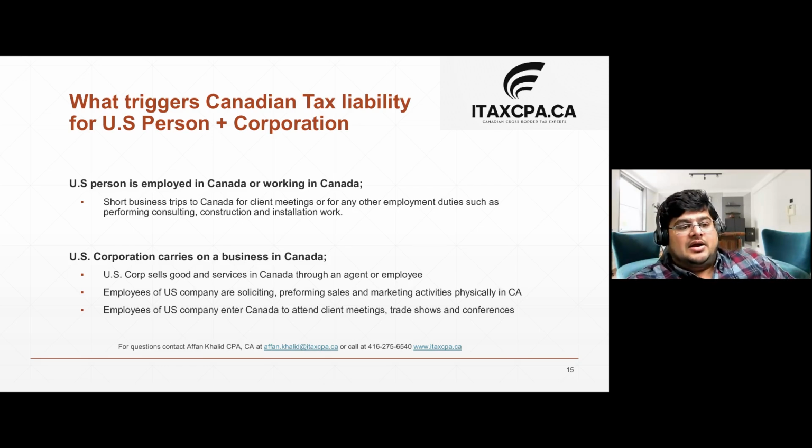If you have employees of a US company that are soliciting or performing sales and marketing activities physically in Canada. If you're doing it remotely using social media platforms, or Google ads and Facebook, Instagram, TikTok, whatever, you should be fine. That should not trigger any income tax obligation. But the moment you are sending your employees to Canada for client meetings, client service, consultation, installation work, construction, or whatever, that's the trigger for both the employee and the corporation.